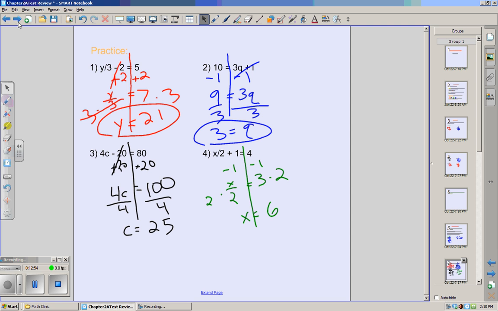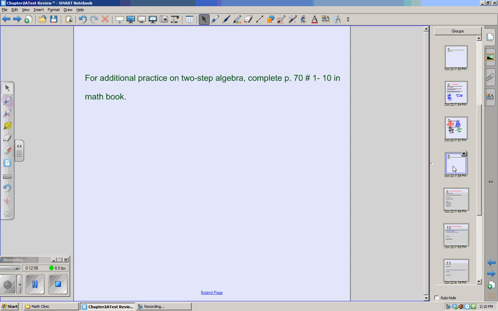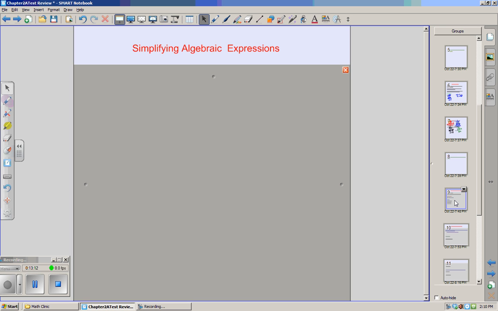If these are unclear and you feel like you need more help, please complete page 70, 1 through 10 in your math book. That will give you additional help on two-step algebra. And again, you may show your work to Mr. Baker or myself. All right, that is 1 and 2-step solving algebra problems.